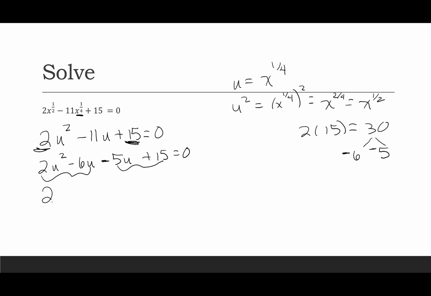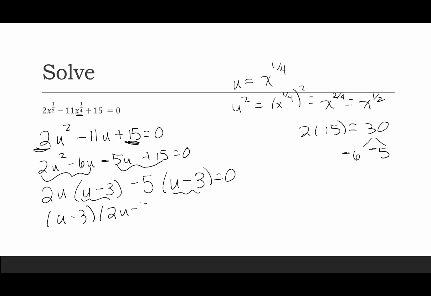The first two have a 2 in common and a u in common. So 2u into 2u squared is u. 6u divided by 2u gives me 3. Remember with the minus sign in between. Negative 5u plus 15, I'm going to take out a negative 5, and I get u minus 3. I need this to always be the same. If I don't have exactly the same, I can't go farther. So we're going to take out u minus 3. That gives me 2u minus 5 equals 0.